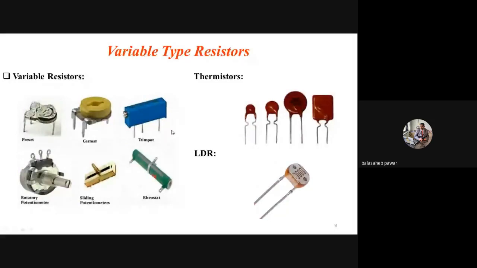You will study that in detail next year, whenever you learn the design subject. Now the next type of variable resistor is the thermistor. As the name indicates, it is temperature dependent. Thermistors are available in two types. Generally, they are known as NTC and PTC. NTC stands for negative temperature coefficient and PTC stands for positive temperature coefficient.